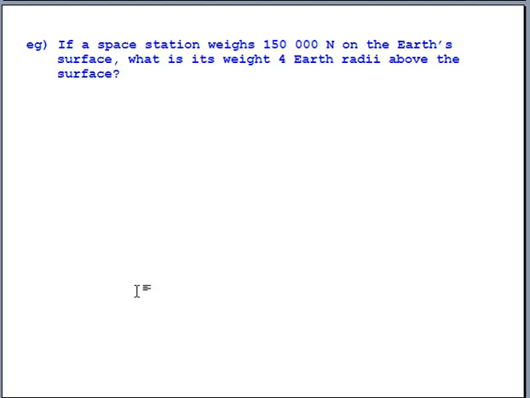We're going to use that to find a quick solution to this problem right here. It says if a space station weighs, so that would be the force of gravity on it, as it sits here on the Earth, 150,000 newtons on the Earth's surface, what is its weight 4 Earth radii above the Earth's surface? Interesting measuring stick to use, the Earth's radius. We're going to play that to our advantage here in a moment.